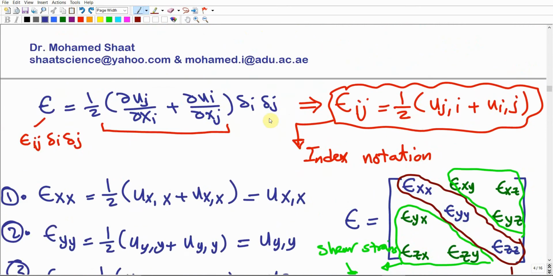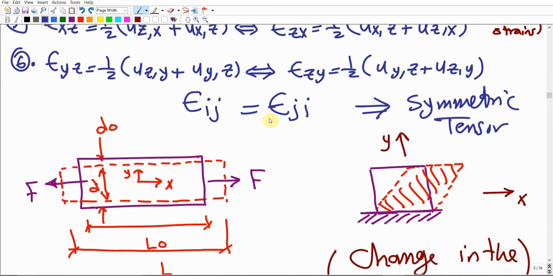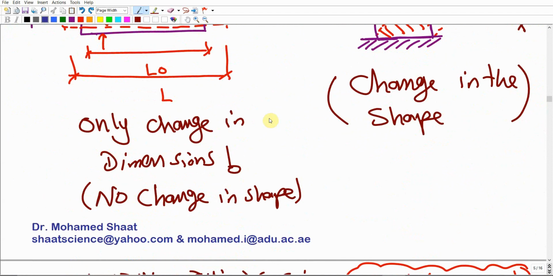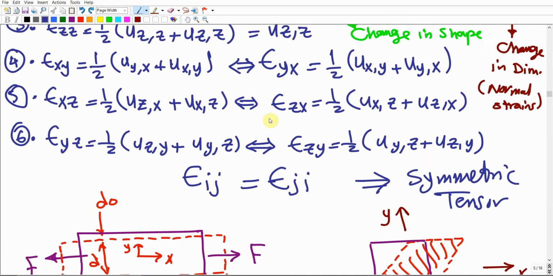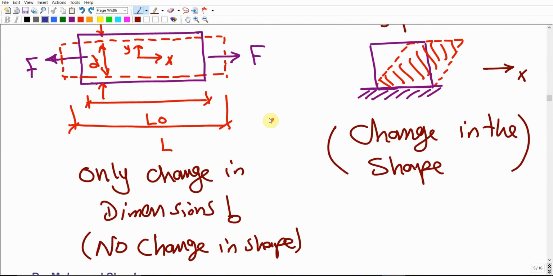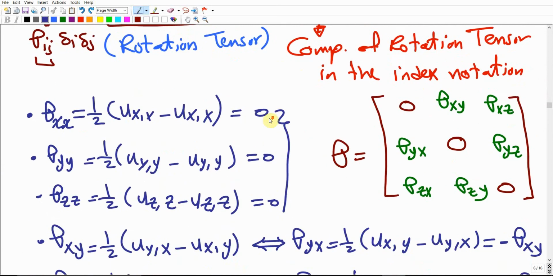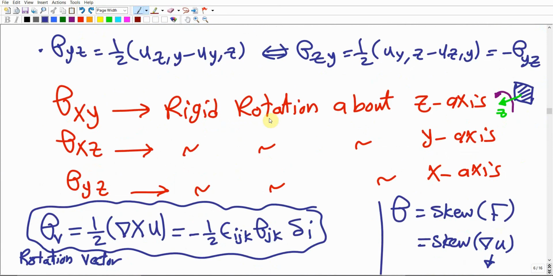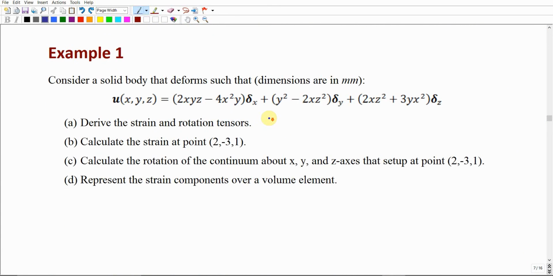And the rotation can be converted into a vector, just 3 components. The strain is 6 components. The diagonal components of the strain, commonly known as the normal strain, describe the stretch or contraction, the change in the dimensions. But the change in the shape over a plane should be described by a shear strain, which are the off-diagonal components of the strain tensor. Make sense? So this is for the rotation and the strain tensor in addition to the deformation.